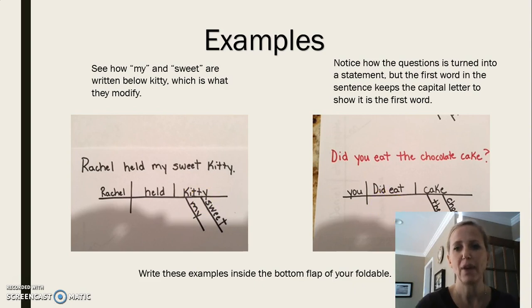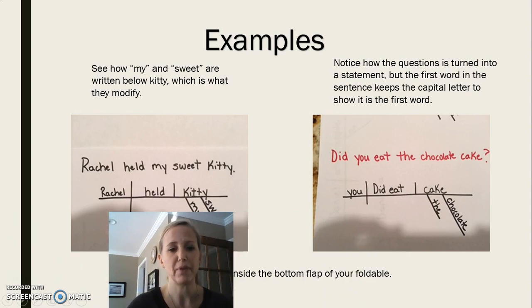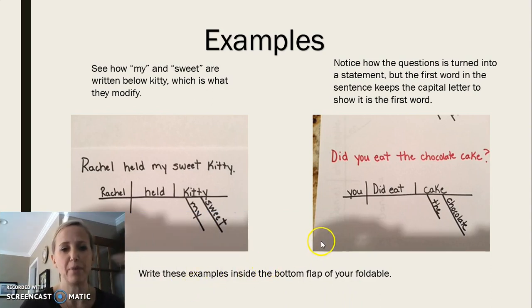Then we've got a question. Did you eat the chocolate cake? Well, you, as you know, is a subject because you would invert that, or you would answer that. You did eat the chocolate cake, so you put the you here as your subject and then your full line. Did eat is your action verb phrase. Notice that the did is still capitalized because it was the first word in the sentence, so that if you're looking at it, you realize that it is what started the sentence. And then you've got cake here. The and chocolate modify cake, the being an article, chocolate being an adjective, and that's what that would look like. So you need to write those examples on the inside bottom flap of your foldable.